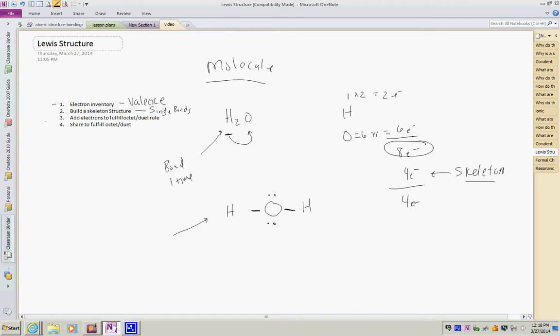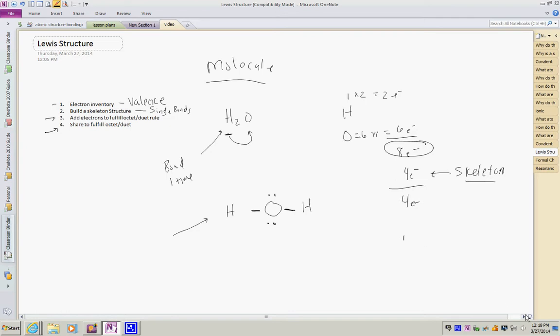Step 3, add electrons to fulfill the octet rule. That's what I just did. Then share to fulfill the octet rule. If after adding, you still don't have everyone with the octet rule satisfied, which you should know because you're giving them those electrons along the way, then you would want to share to complete the deal, to get them fully to 8.